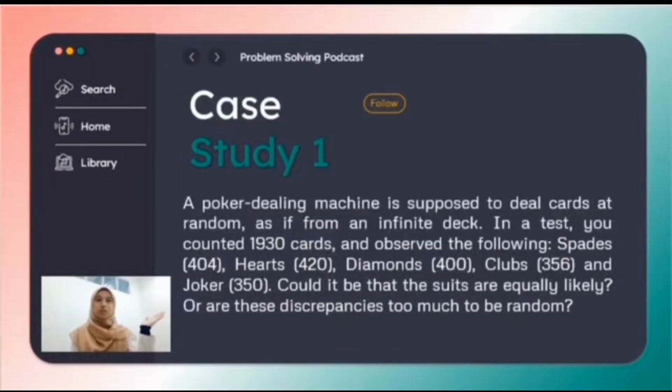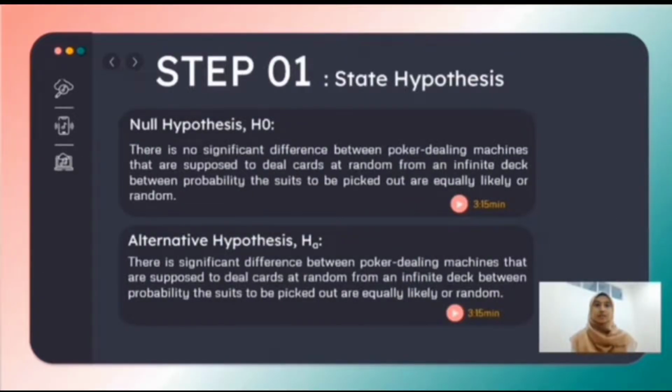Based on the question of the chi-square test, the question asks, could it be that the suits are equally likely, or are these discrepancies too much to be random? There are a few steps in solving the chi-square test for independence.